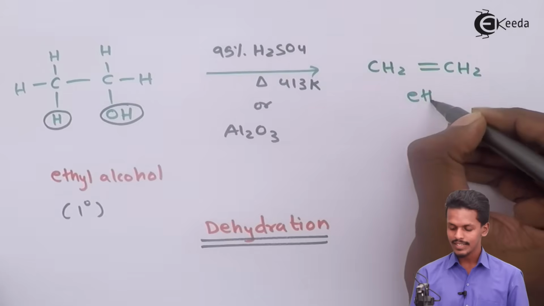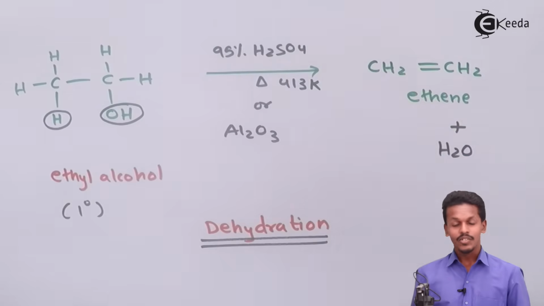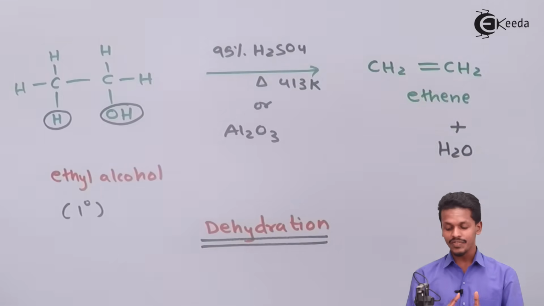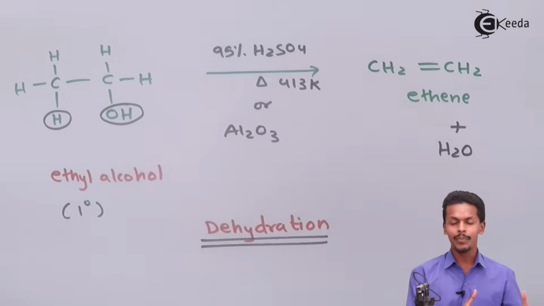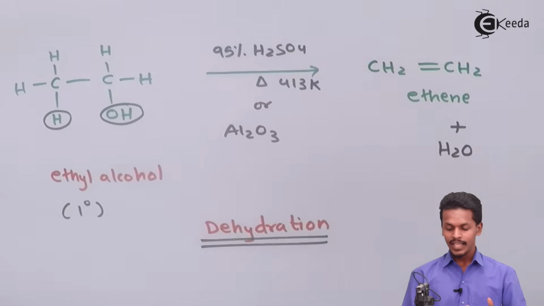This is known as ethene. This has happened because of the removal of H2O from the alcohol, which is why it is called a dehydration process, and moreover we could call it a beta elimination process in the presence of 95% H2SO4. So this is the example I have made.